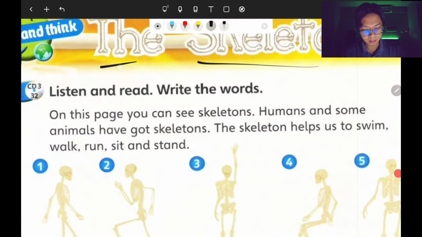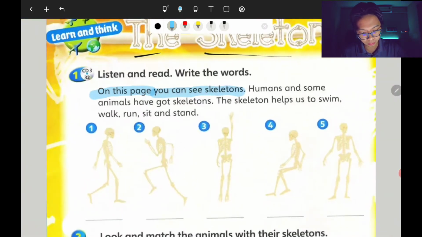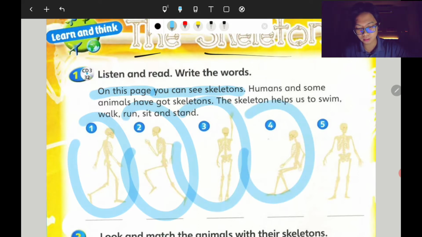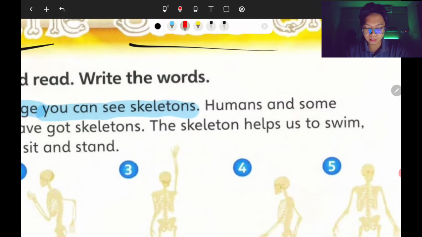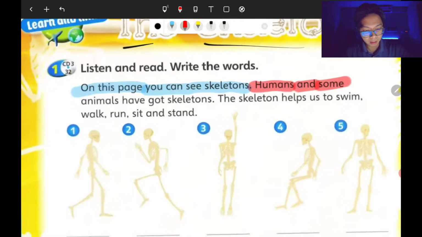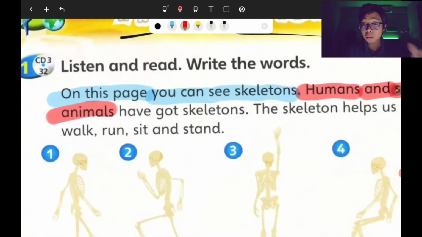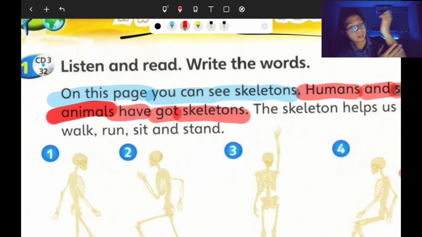So on this paragraph, let's read sentence by sentence. On this page, muka surat ini, you can see skeletons. Kamu akan nampak tengkorak-tengkorak. Over here we have 5. So all of these are skeletons. And the next point is humans, kita lah manusia, and some animals, sesetengah haiwan, we have got skeletons. Di dalam badan kita ni, ada tulang.